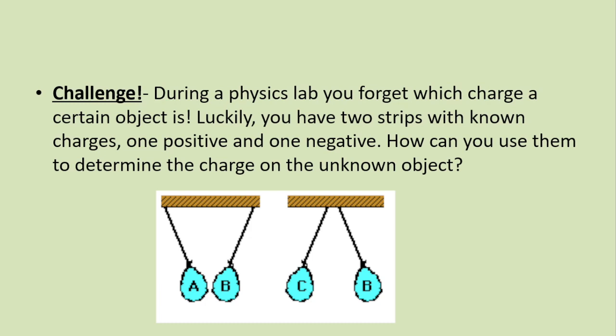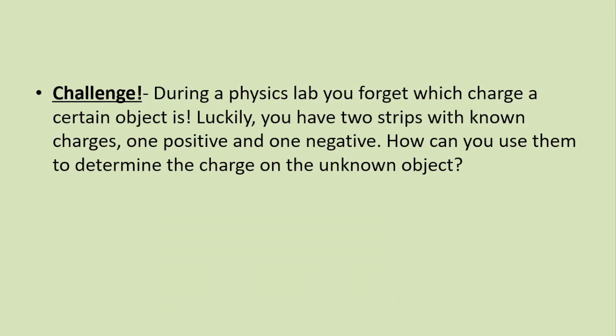If I bring the positively charged strip towards it and it attracts, that means I have two scenarios here. The unknown charge could either be negative because it's attracted to the positive strip, or it could be neutral because it's attracted to the positive strip. If it repels, then I know that it's positive because likes repel. So let's say that it doesn't repel and it attracts.